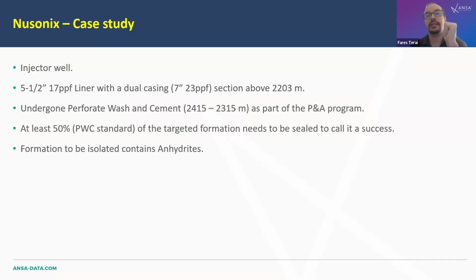It is worth noting that an RVT has also been logged along with the Nusonix, and it is really handy since we'll be able to compare how this new tool compares against sonic radial bond logs. By the way, the formation here is called the Z1 formation and is mainly composed of anhydrites. So keep that in mind.